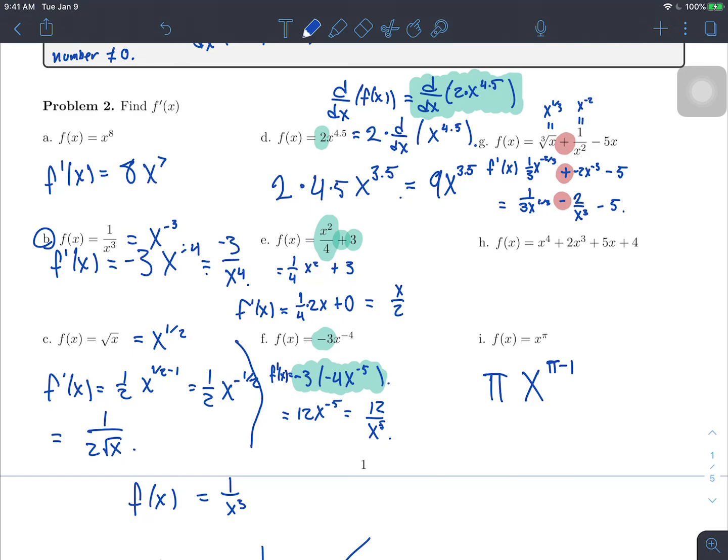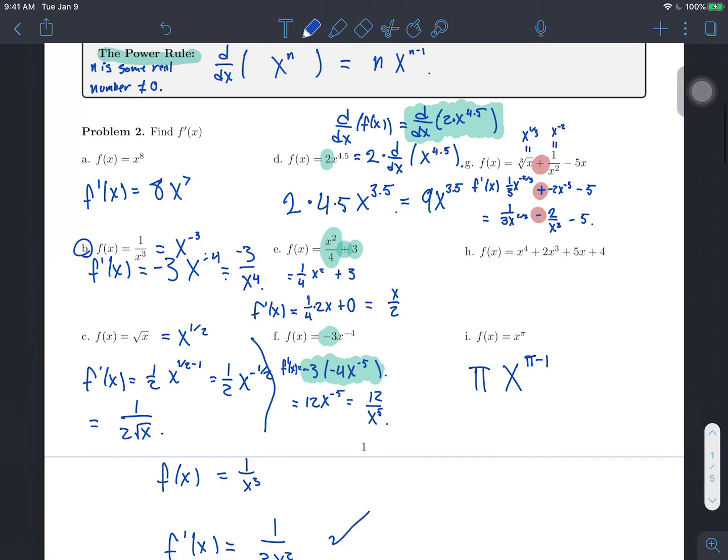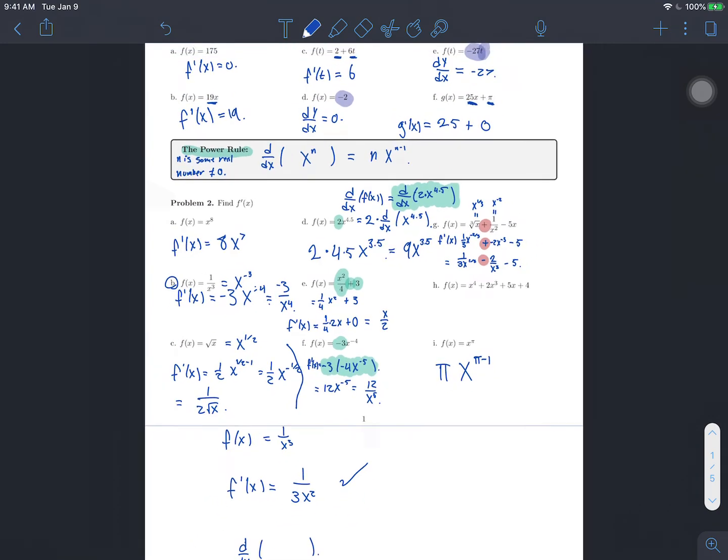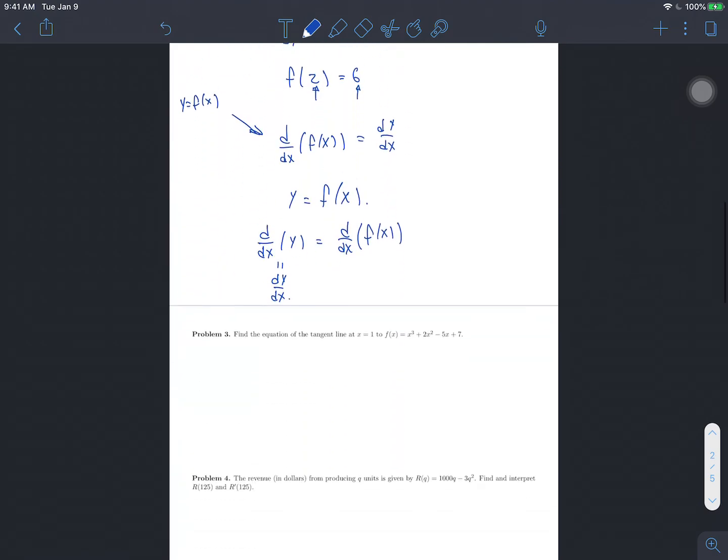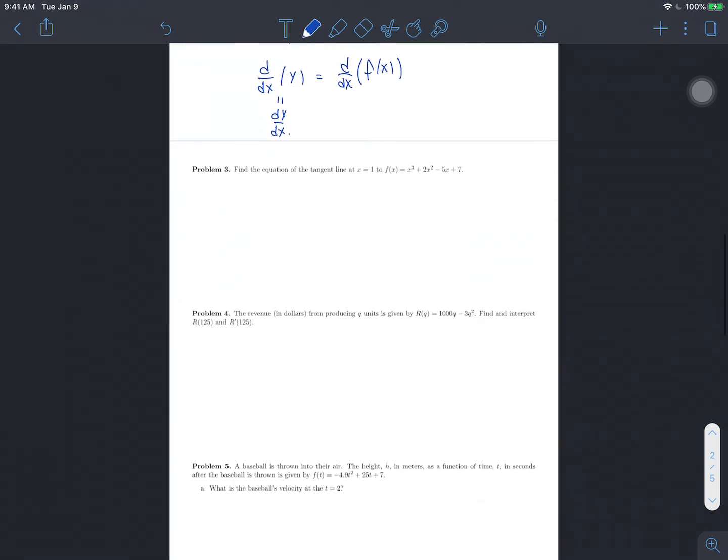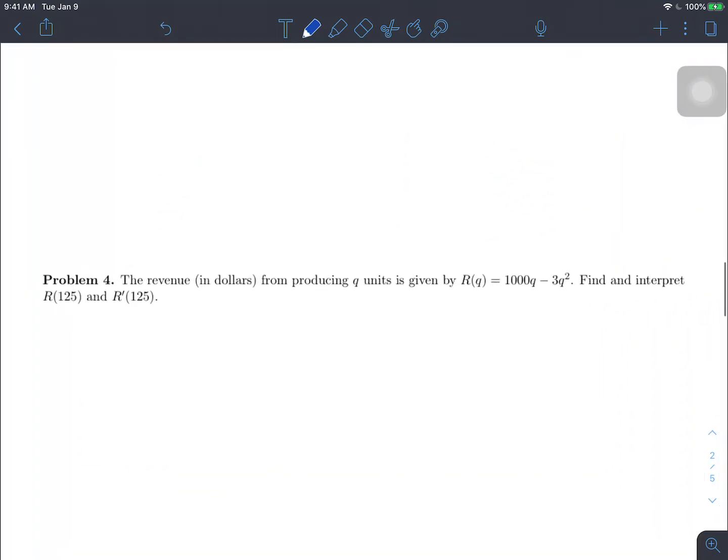Questions about that last problem? Or any of these problems? No? Feel okay? All right, sweet. Well, we have done a ton of derivatives so far. Let's have a problem where we actually have to do a little bit more work.